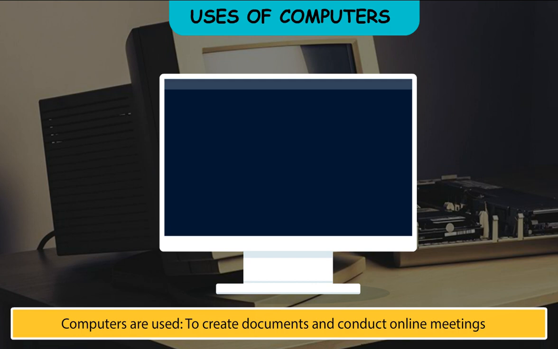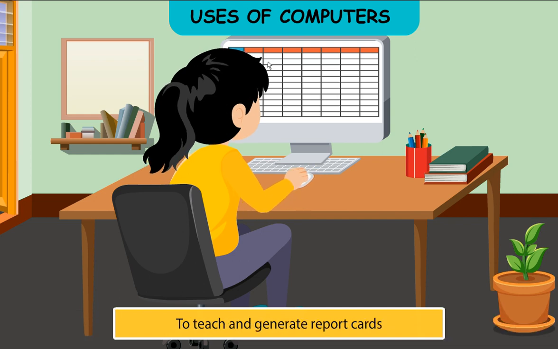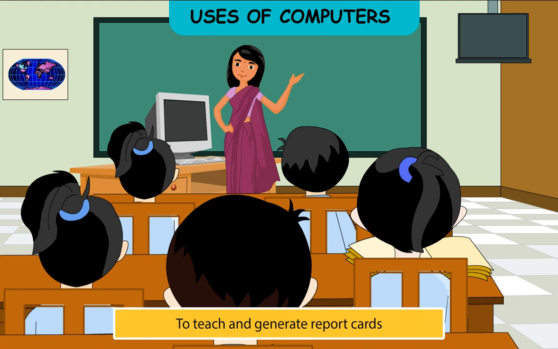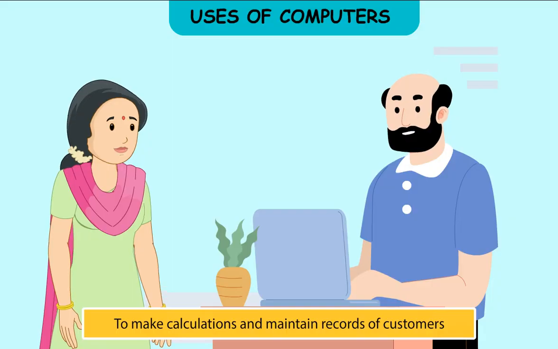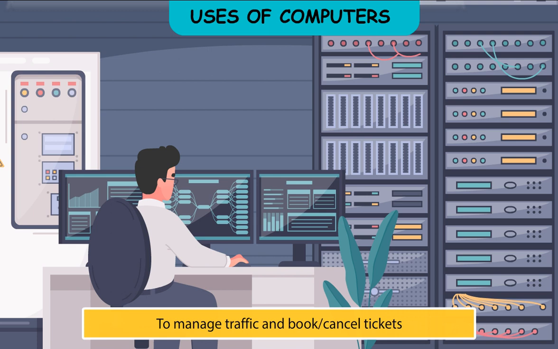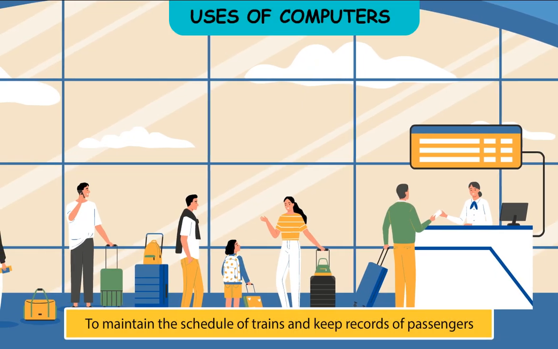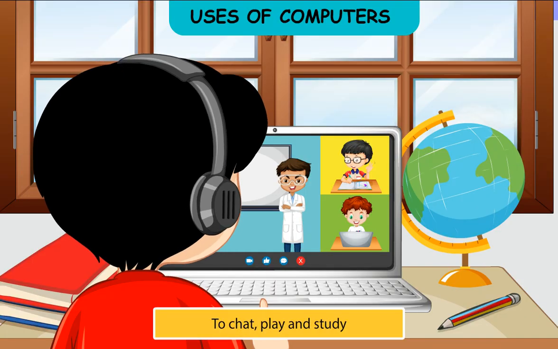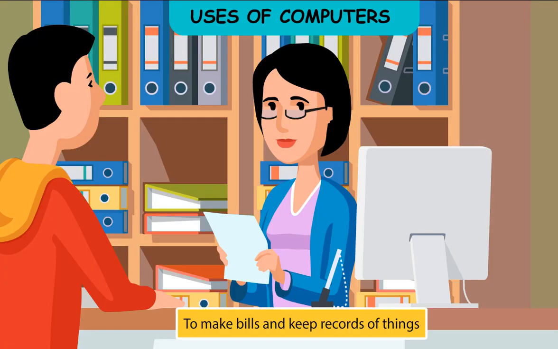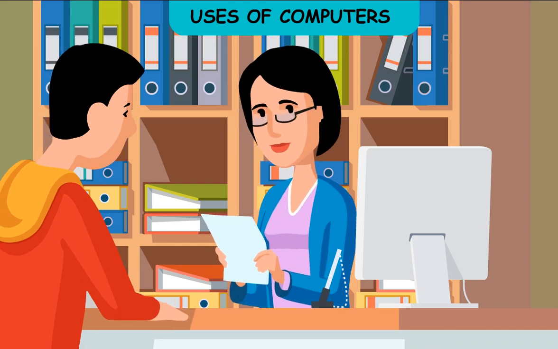Computers are used to create documents and conduct online meetings, to teach and generate report cards, to make calculations and maintain records of customers, to manage traffic and book, cancel tickets, to maintain the schedule of trains and keep records of passengers, to chat, play, and study, to make bills and keep records of things, to diagnose diseases and keep records of patients, to make bills and keep records of guests. IPO cycle.